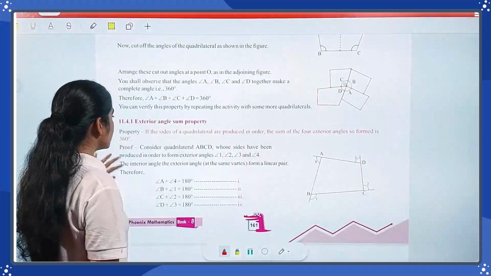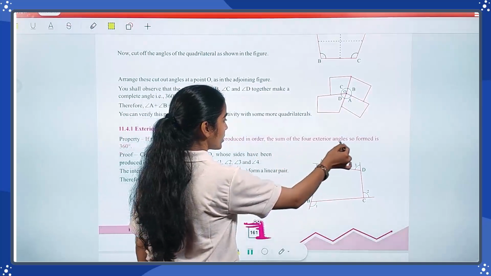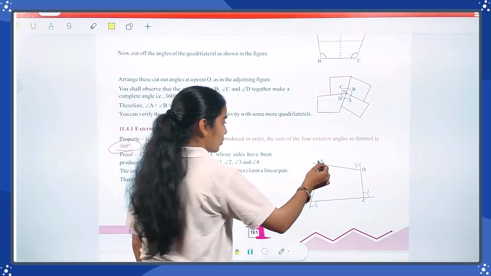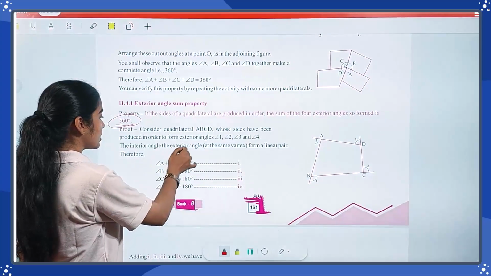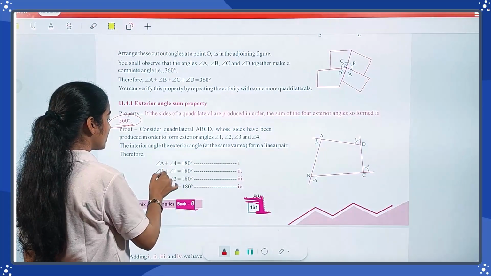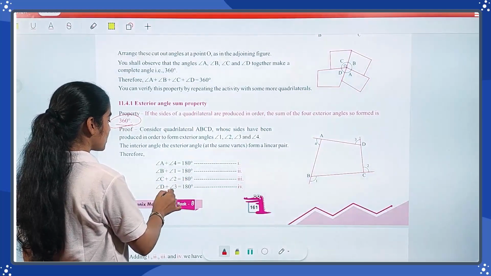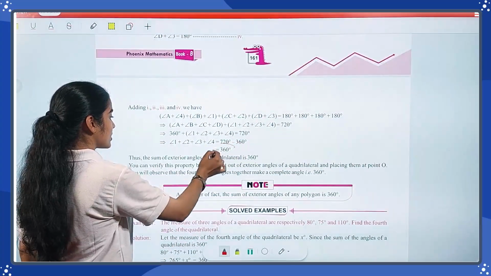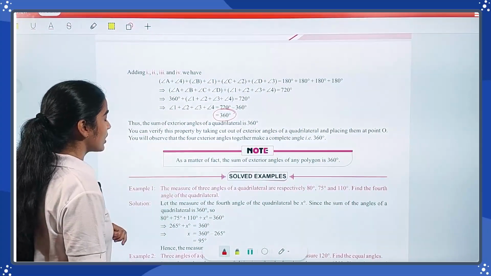Next we have the exterior angle sum property. If the sides of a quadrilateral are produced in order, the sum of the four exterior angles so formed is 360 degrees. It means the angles which are outside the quadrilateral, their sum is also equal to 360 degrees. For the interior angles, the exterior angle at the same vertex forms a linear pair. So A plus 4 is 180 degrees, B plus 1 is 180 degrees, C plus 2 is 180 degrees and D plus 3 is 180 degrees. The sum of these is 720 minus 360, which is equal to 360 degrees. Thus the sum of exterior angles of a quadrilateral is 360 degrees.